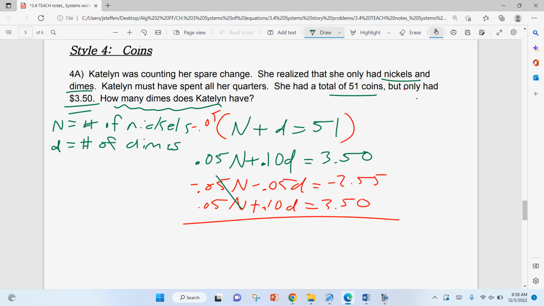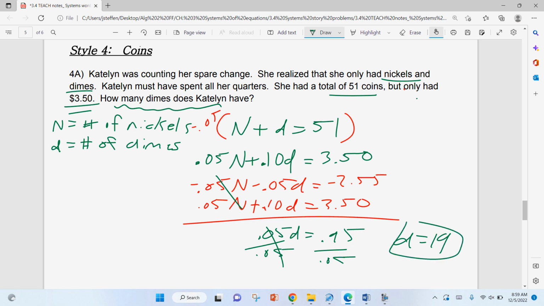Negative 0.05 plus 0.10 is 0.05. Negative 2.55 plus 3.50 is 0.95. Divide both of them by 0.05, and that is 19, so d equals 19.